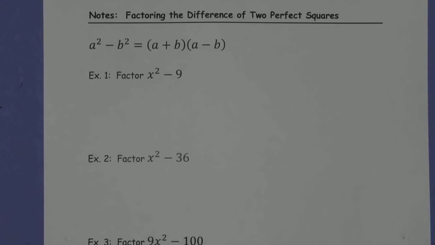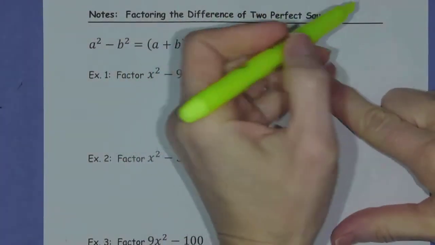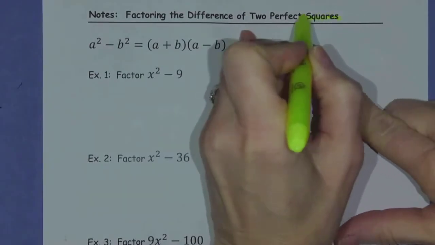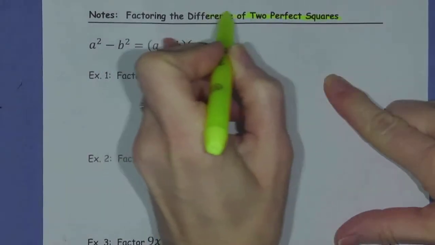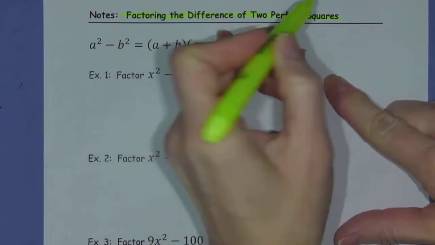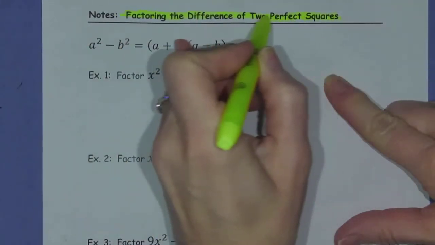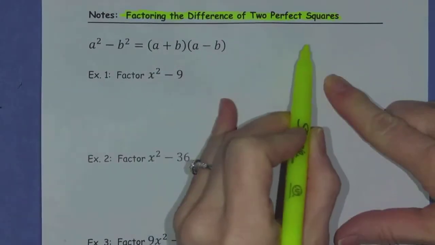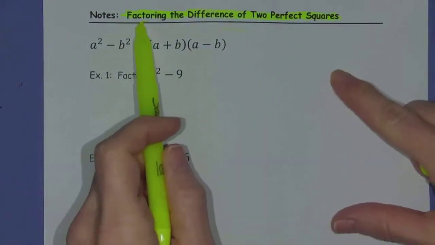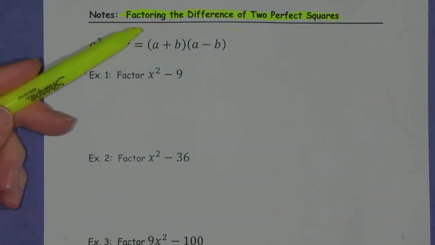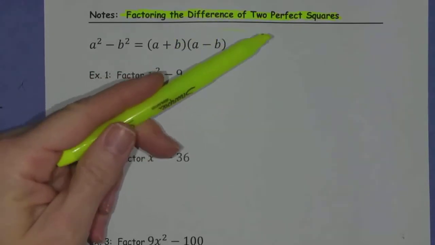Hi everyone, and welcome to our video on factoring the difference of two perfect squares. Let's focus in on that title, maybe highlight it. We've been factoring. We factored by the GCF. We factored trinomials of the form ax squared plus bx plus c when a is 1. And now we're going to try yet another style of factoring. It's called the difference of two perfect squares.